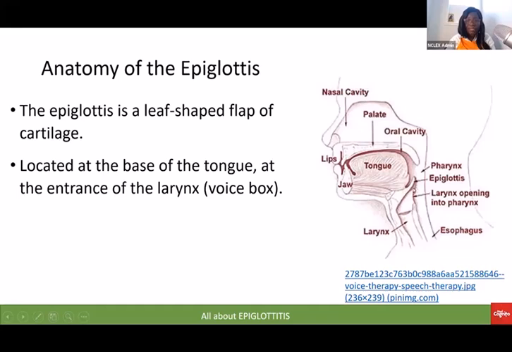So you have the larynx, so the airway comes here, and then see we have the esophagus. It serves as a flap which can block the passage for the airway so that as you are swallowing your food down the esophagus, it doesn't get into the airway. So the epiglottis is a very important structure.